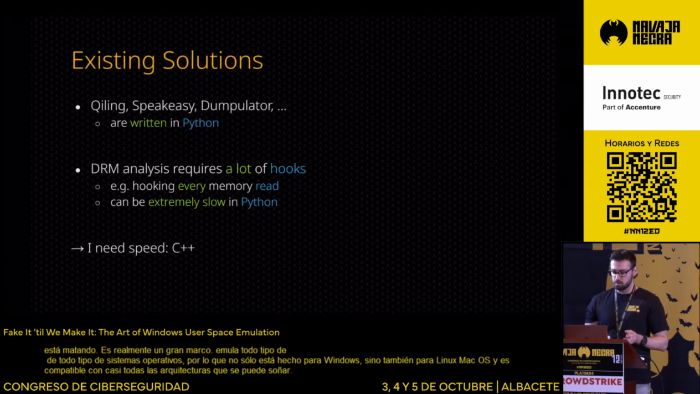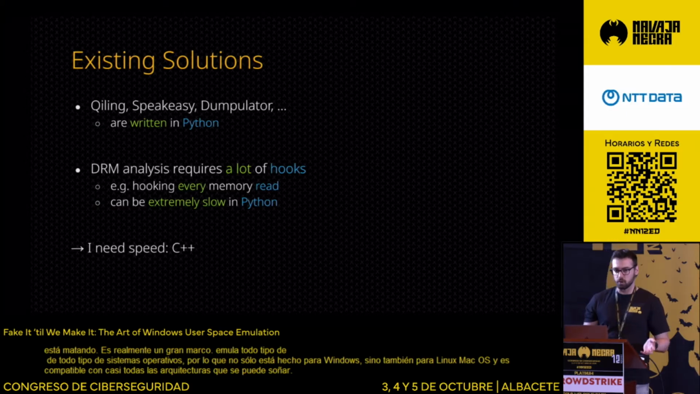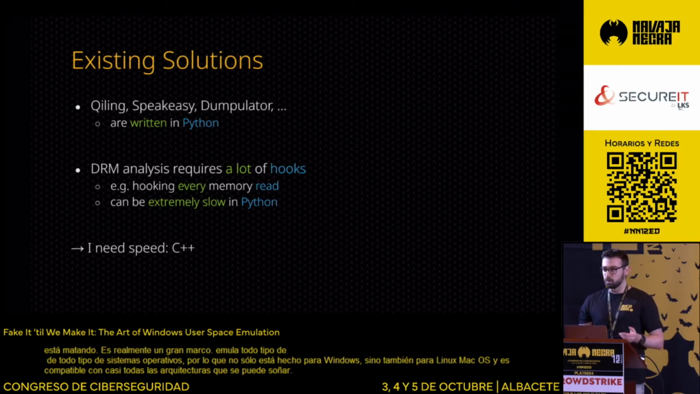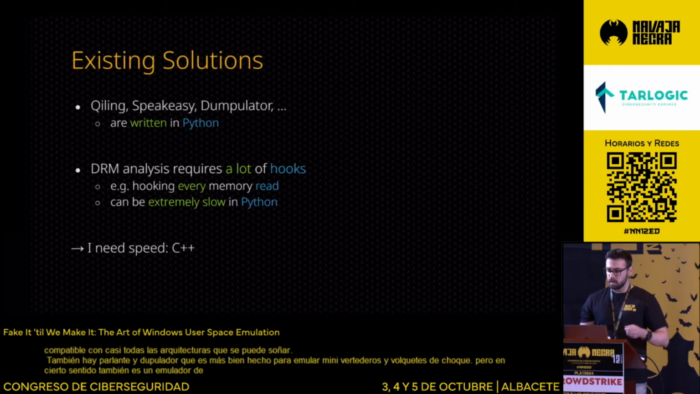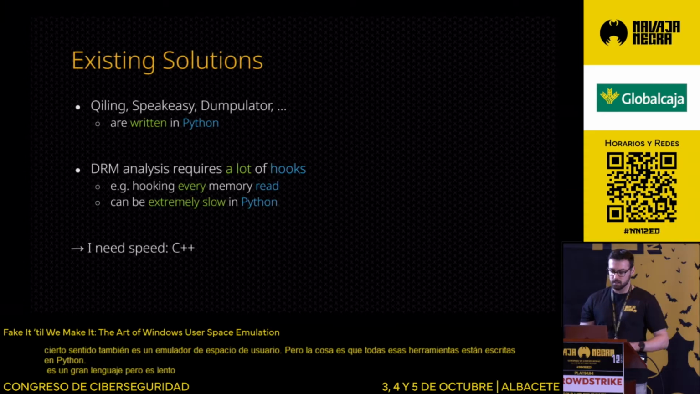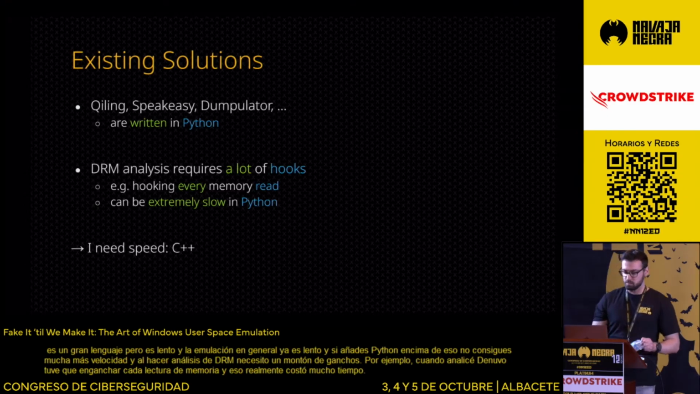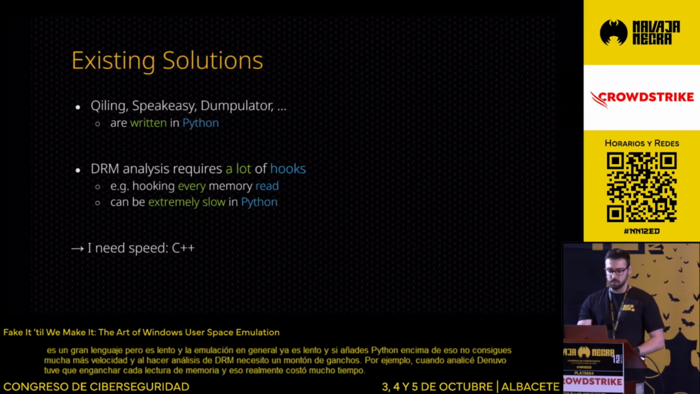But the thing is, all those tools, they're written in Python. It's a great language, but it's slow. And emulation in general is already slow, and if you add Python on top of that, you don't get a lot more speed. And when doing DRM analysis, I need a lot of hooks. For example, when I analyzed Denuvo, I had to hook every memory read, and that really costs a lot of time. Every memory access needs a context switch into the Python environment, and that is really slow, which is why I need speed. And I decided to write my emulator in C++, or rather in native code. Maybe one day I can port parts to Rust, but for now it's written in C++.